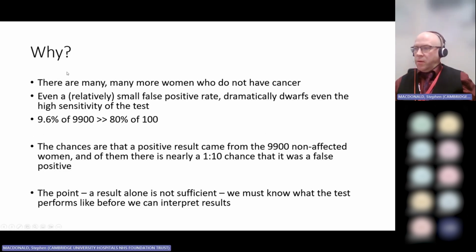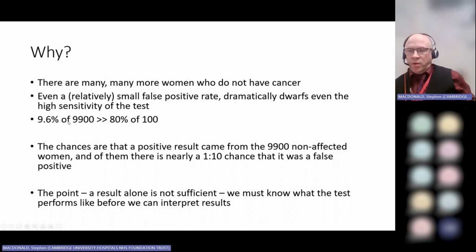The chances are that there are many, many more women who do not have cancer. So the prevalence of the disease is only 1%. So already we know that 99% of our patient population do not have cancer. And because of the relatively small false positive rate, which is 10%, this dramatically overtakes the sensitivity of the assay. So the small false positive rate, albeit small, but in a large number of people, results in a much larger number than even a high sensitivity test in a low number of people. So 9.6% of 9,900, for example, is much, much greater than 80% of 100.